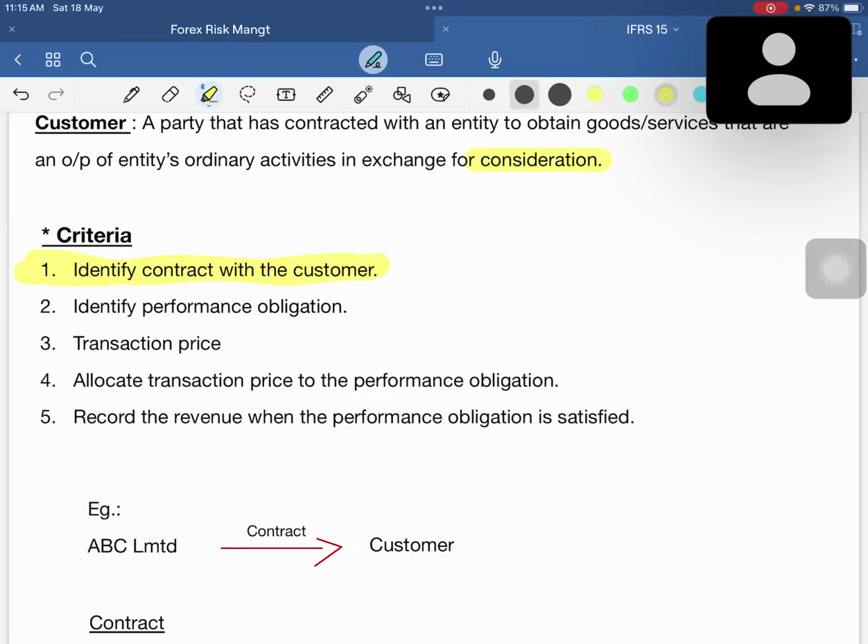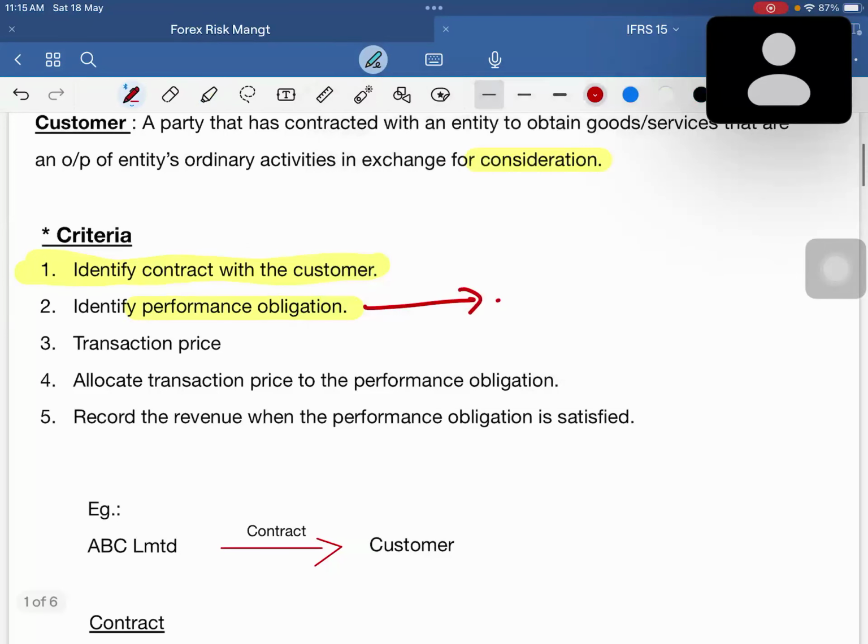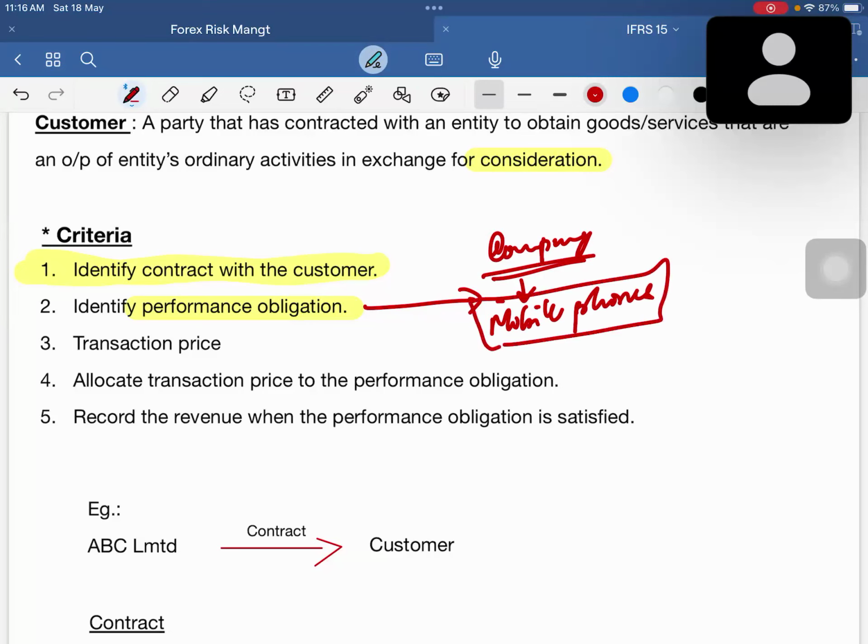Second one, identify performance obligation. Now, what is a performance obligation? Suppose we are a big electronic company, all right? So our company sells, let's just say, mobile phones, smartphones. So this is the product that we offer, right? And let's say we are a manufacturer, all right?